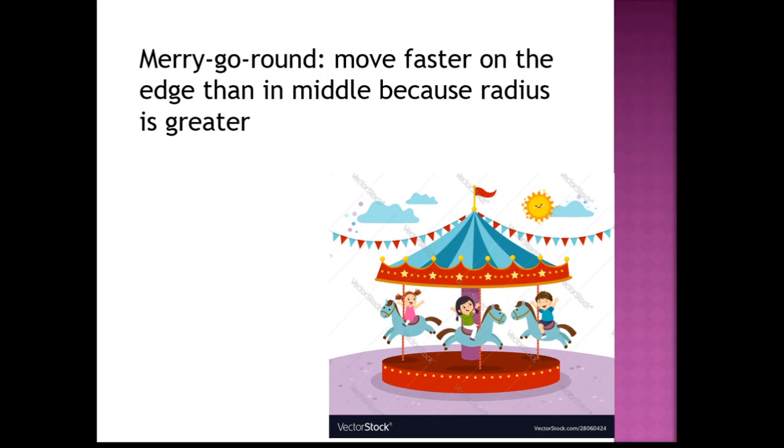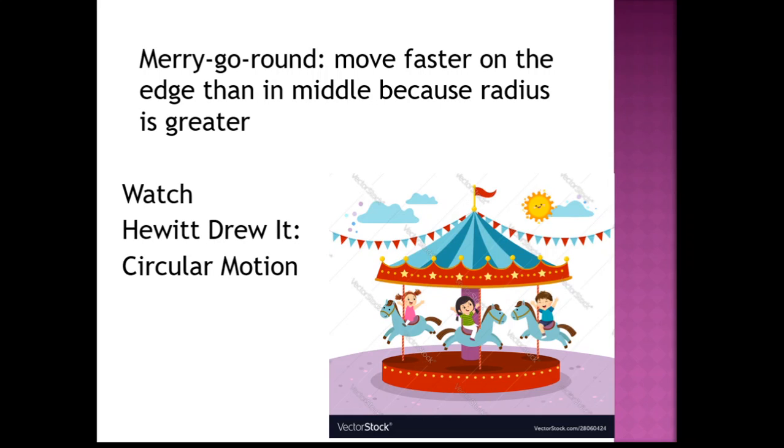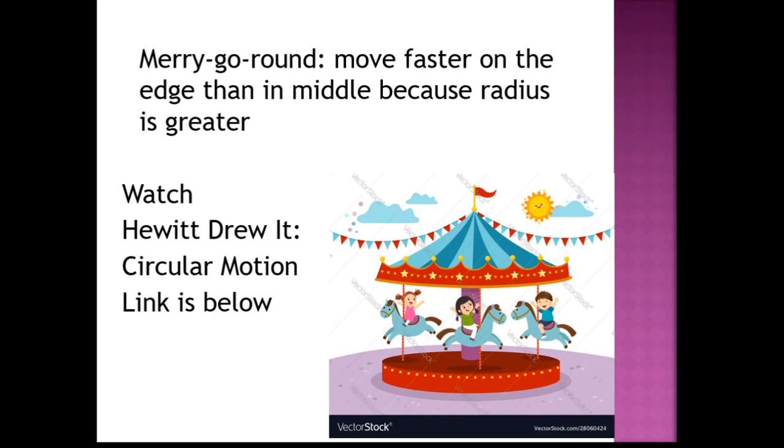Okay, so an example I like to use is a merry-go-round. It moves faster on the edge than in the middle because the radius is greater. And I have a video for you to watch that explains that. I have the link below, and I think I have the link on your assignments as well. So go ahead and watch the Hewitt drew it, and he tells you all about circular motion. Now, we're not going to be doing the math on that, but just take a look and see how he explains it.